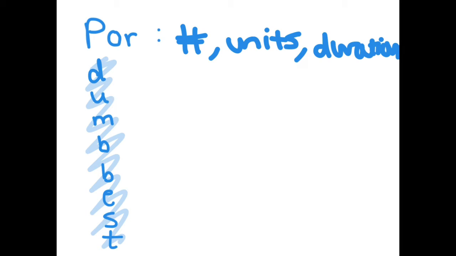Okay, so the D in DUMBEST stands for duration. So an example of this is if you're trying to say they talk for 3 hours, you would say ellos hablan por 3 horas. So it's like a duration of time, you use por.